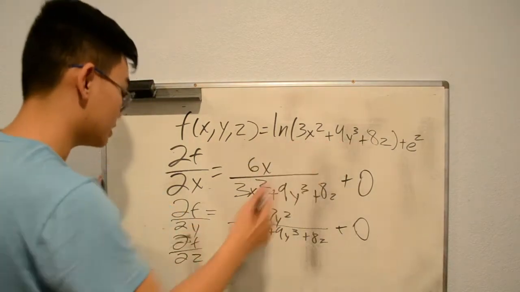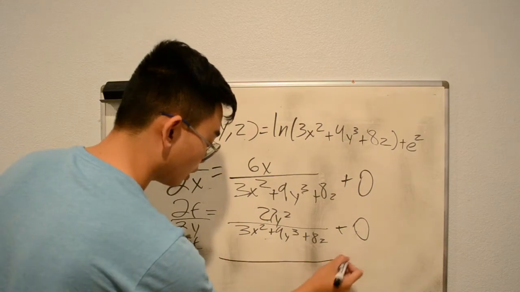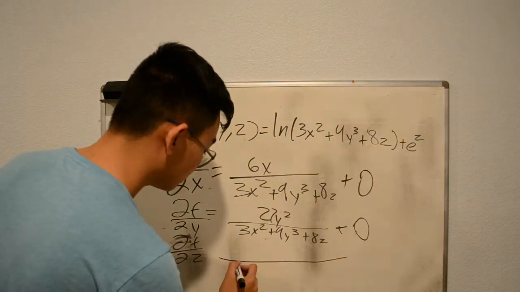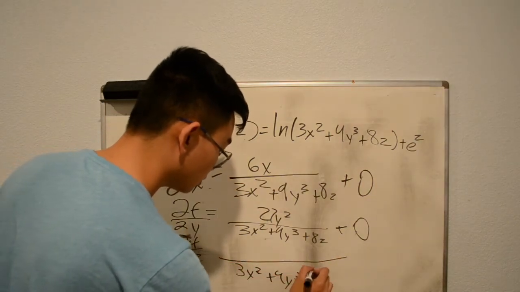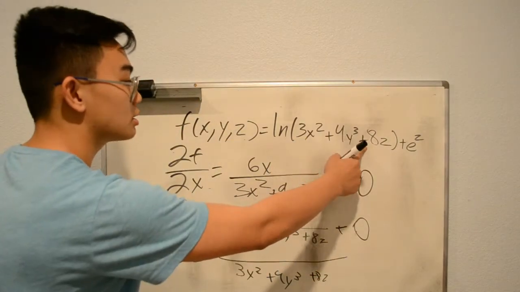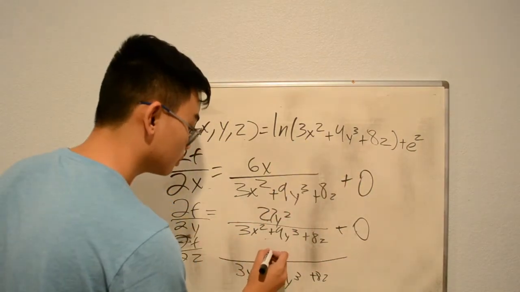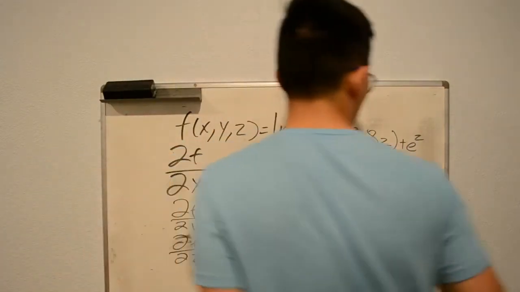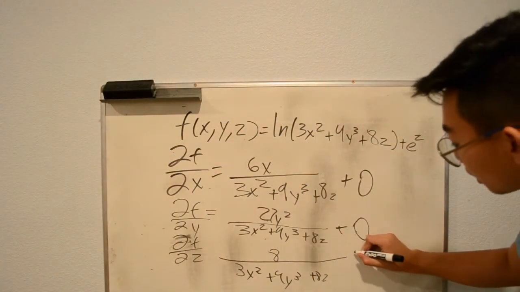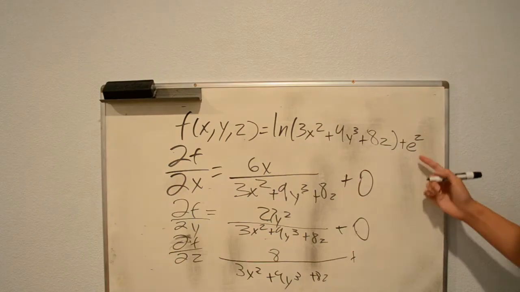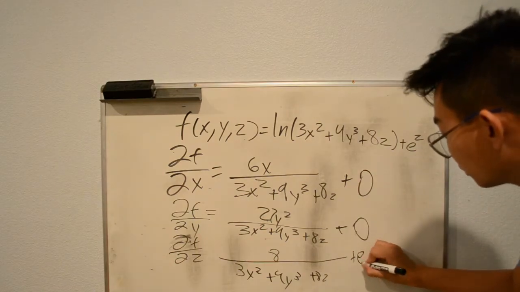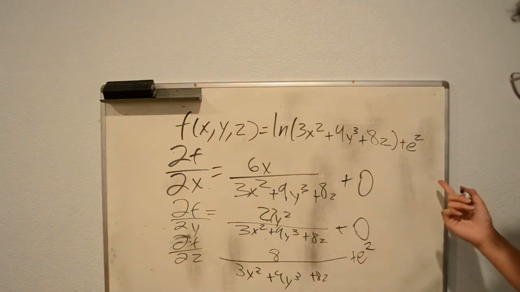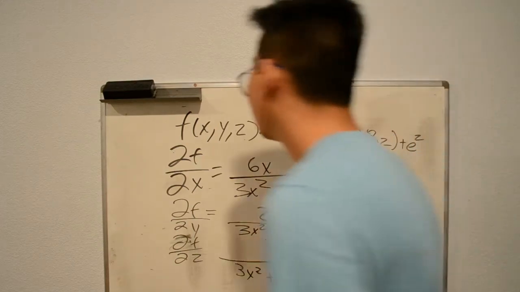Now in terms of z, again, chain rule. And then the constants again. This time though, because z is the variable, you just take the derivative, which ends up being e to the z. And that's that.